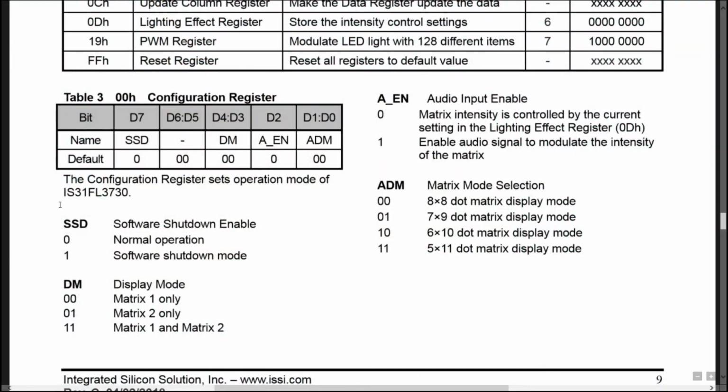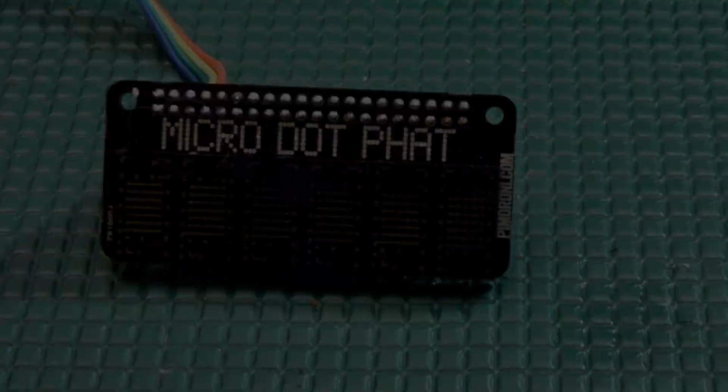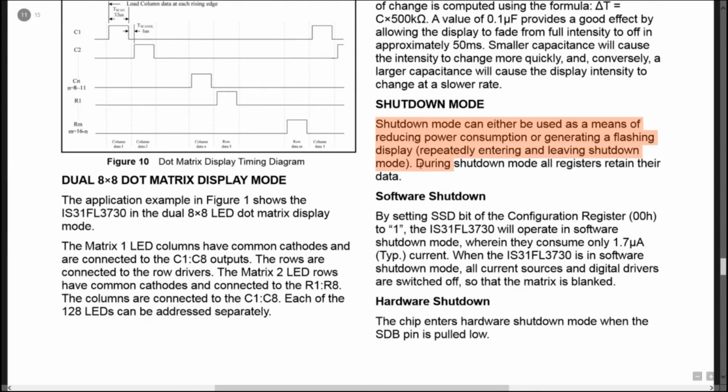Going back to the configuration register, bit 7, or SSD, defined the software reset operation. Thus far, I had been keeping it 0 for normal operation, but if I were to set it to 1, the display will enter a low power mode where all current sources are disabled. This turns the display off, reducing the current draw to as little as 1.7 microamps. The advantage of this is the display can keep updating without the excessive current draw.